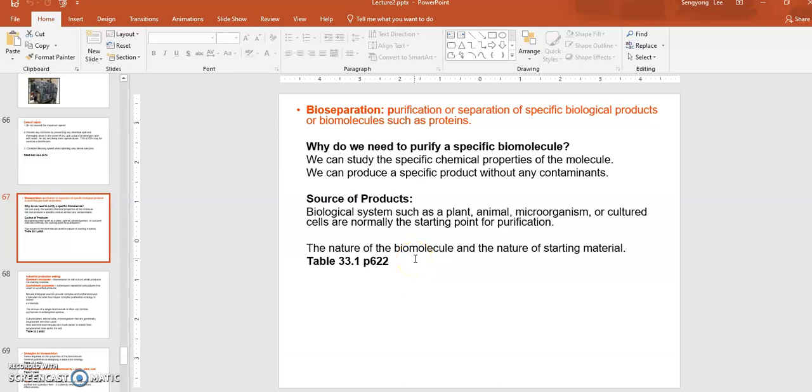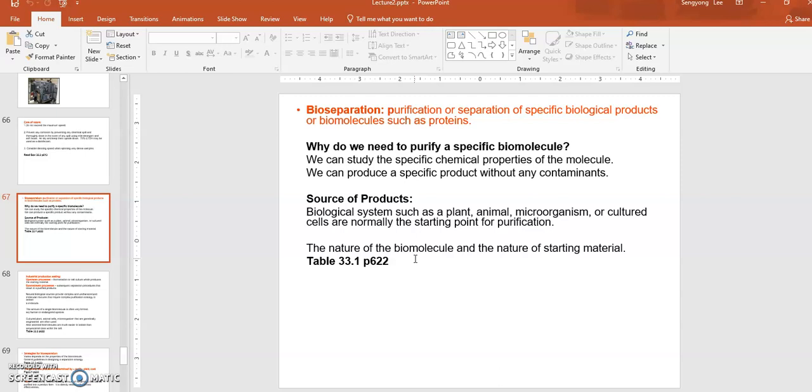Okay, let's talk about bioseparation, meaning separation of biological molecules, including your proteins. The entire downstream processing, including clarification, would be considered a bioseparation, right? So, why do we do that?